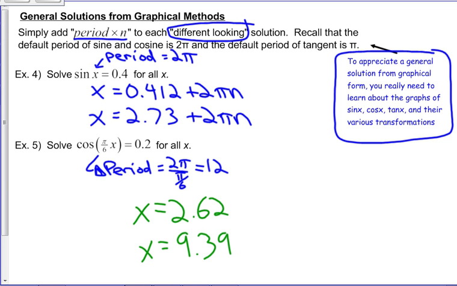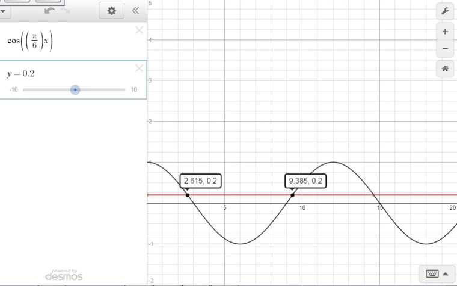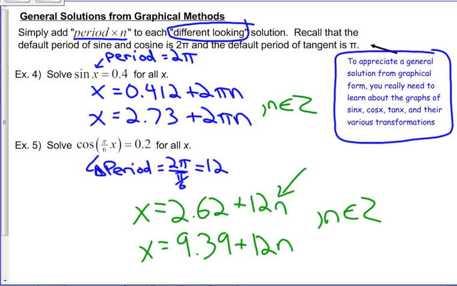And we said that the period on this one was 12. So we'd have 12n plus 12n. And in all of these cases, n is an integer. Let's think about what that might mean. If that's the general solution, then if I put, say, 1 into this one, I should get 2.62 plus 12 times 1. If you go over here, that's actually the value of this next solution. If I added 12 onto 2.615, I get 14.615, or 14.62.